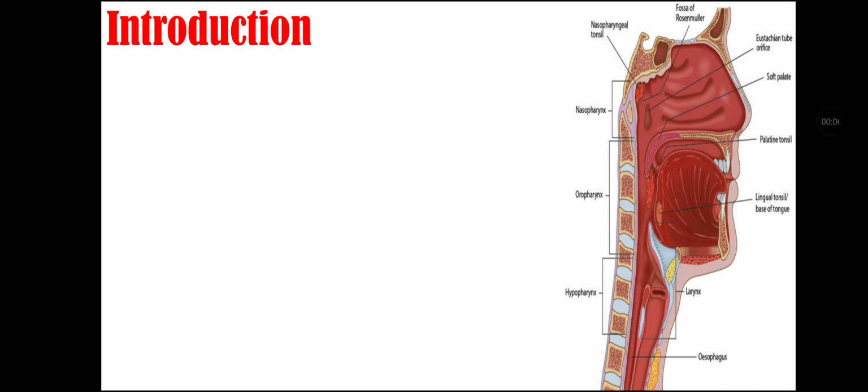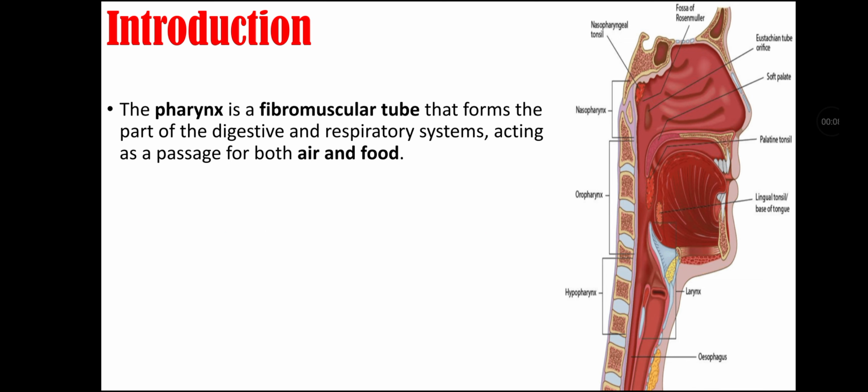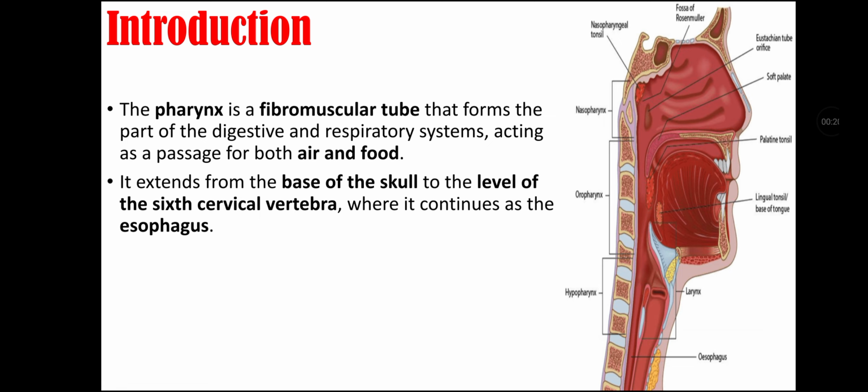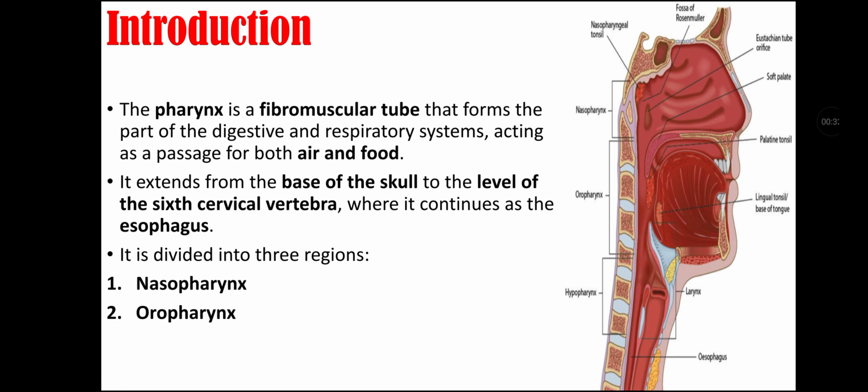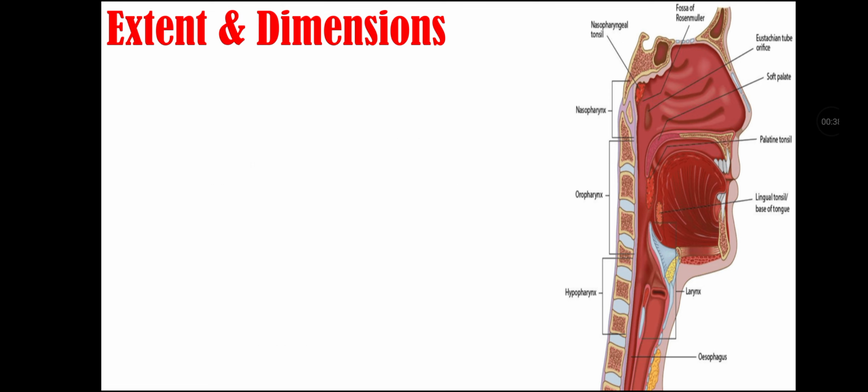So let's start the topic with introduction. Pharynx is a fibromuscular tube that forms a part of digestive and respiratory system, acting as a passage for both air and food. It extends from the base of skull to the level of sixth cervical vertebra, where it is continuous as the esophagus. It is divided into three regions: nasopharynx, oropharynx, and laryngopharynx. Laryngopharynx is also called hypopharynx because it is the lower part of pharynx.